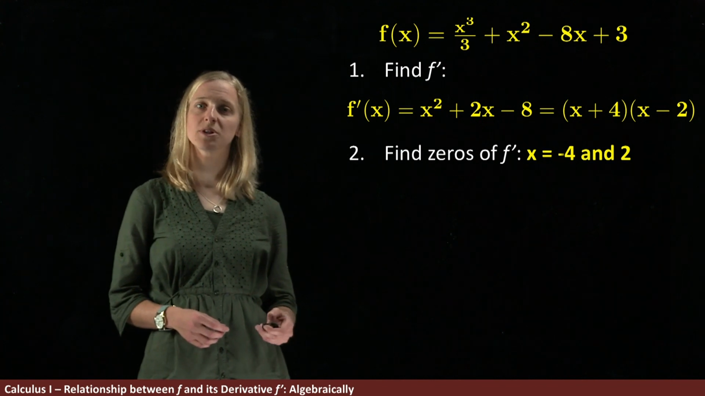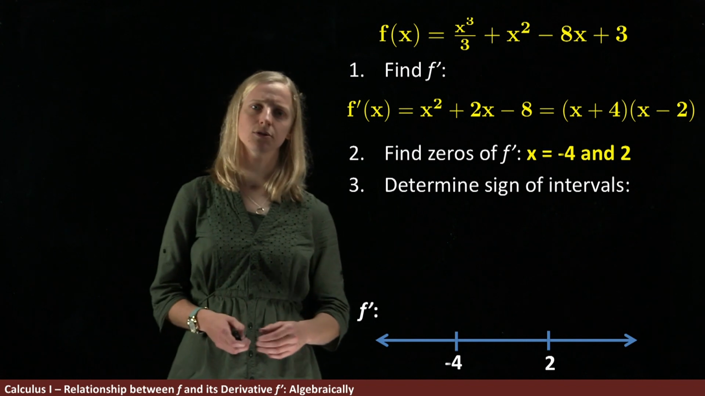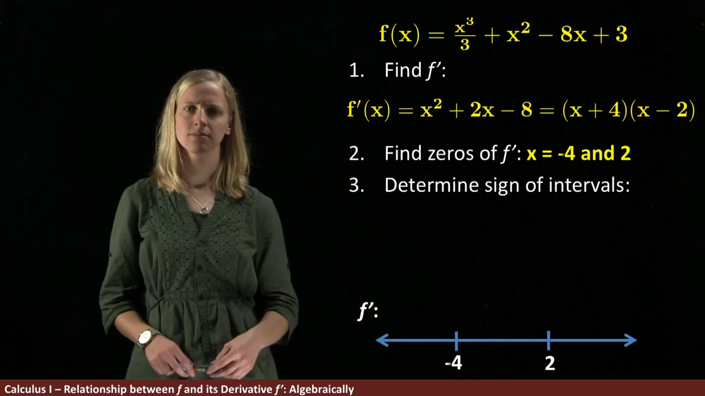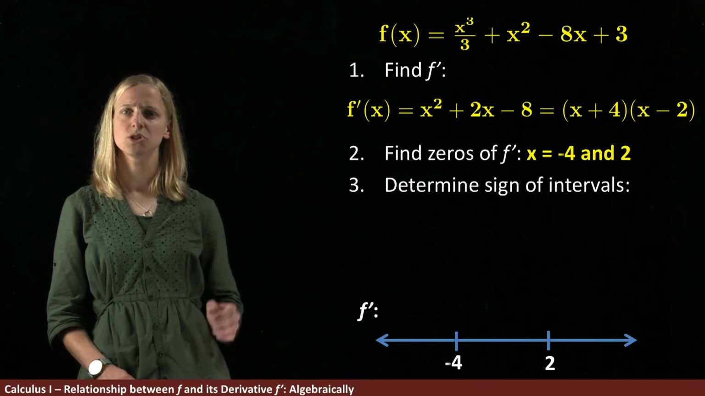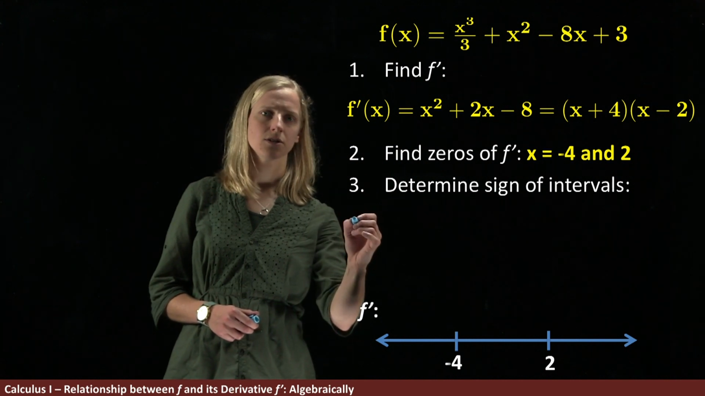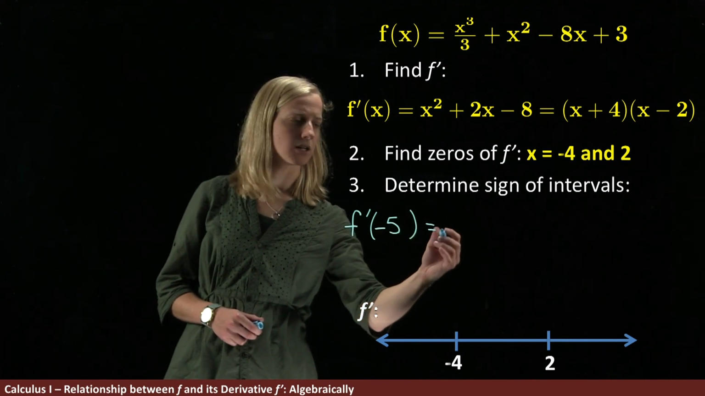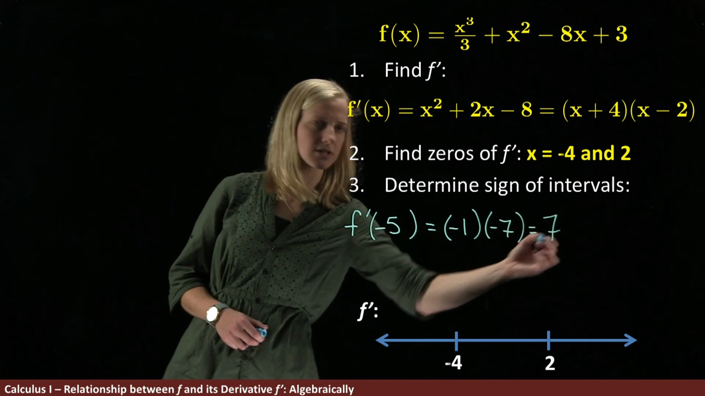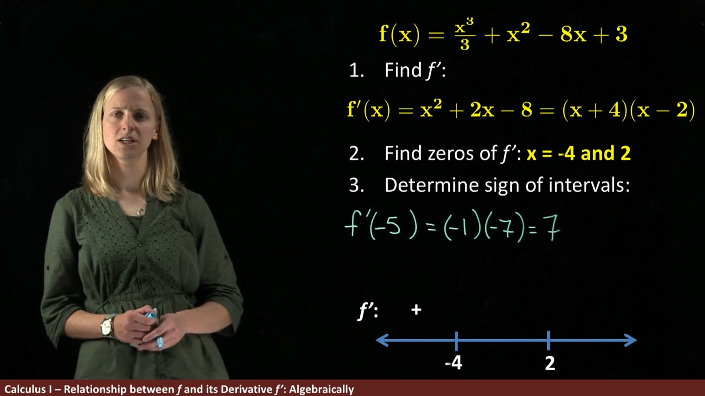This tells us that the derivative has zeros at the point negative 4 and also at the point 2. With the zeros of the derivative, we must now determine the sign of those intervals. So here we have three intervals: negative infinity to negative 4, negative 4 to 2, and 2 to infinity. To determine the sign of the first derivative, we choose a value between negative infinity and negative 4, so we can choose negative 5. Finding f prime of negative 5, we get negative 1 times negative 7, which is positive 7. So we know that the first derivative is positive between negative infinity and negative 4.